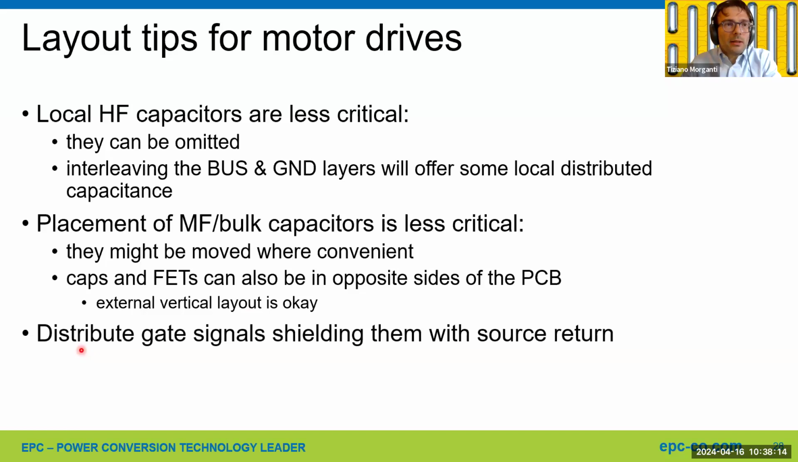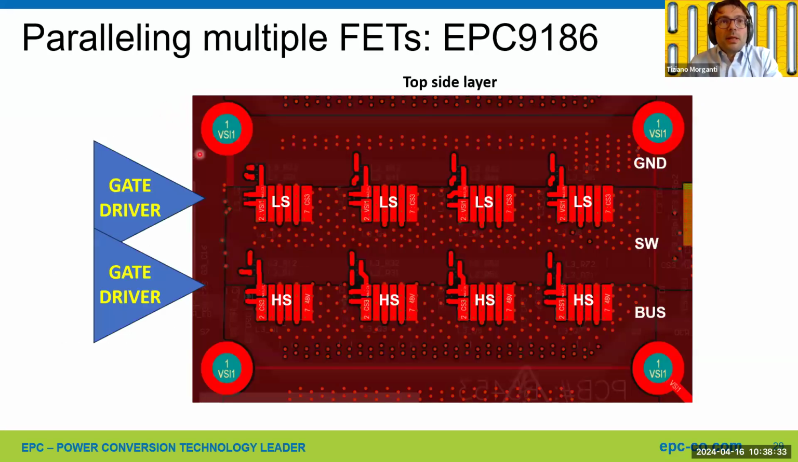Also, regarding the gate drive signals to drive multiple parallel devices, it's better to distribute them by shielding them with source return polygons. This is an example taken from our EPC 9186 board. So we have 4 parallel devices per switch, 2302 in QFN.